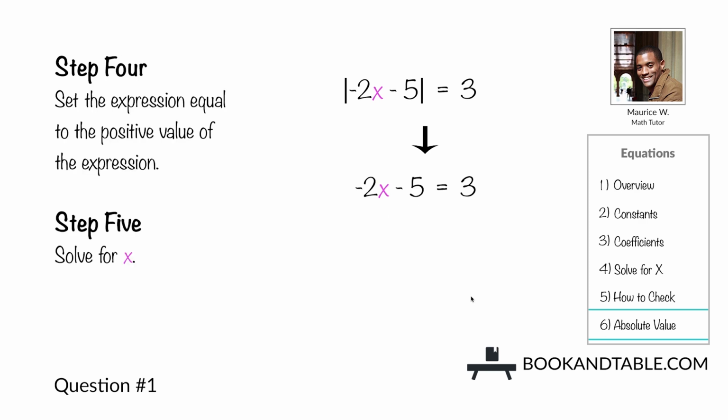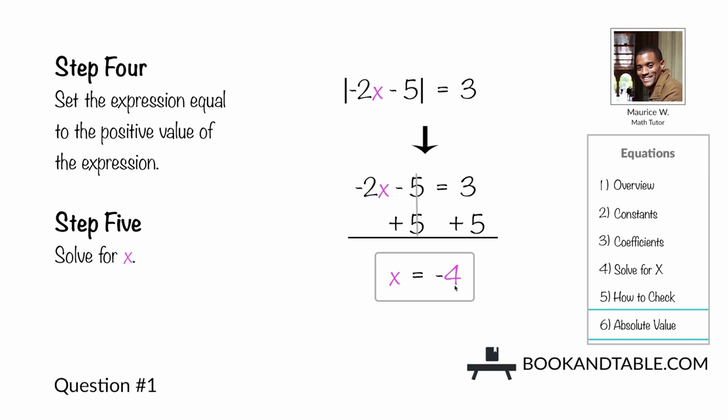Let's go ahead and find the second answer. So step 4, set the expression negative 2x minus 5 equal to the positive value of the expression. So now we keep our positive 3. And step 5 is to solve for x again. So we remove the constant negative 5 by adding 5 to both sides, leaving us with negative 2x on the left side and positive 8 on the right side. We can then negate this coefficient, negative 2, by dividing both sides by negative 2, leaving us with x is equal to 8 divided by negative 2, which is the same as x is equal to negative 4.